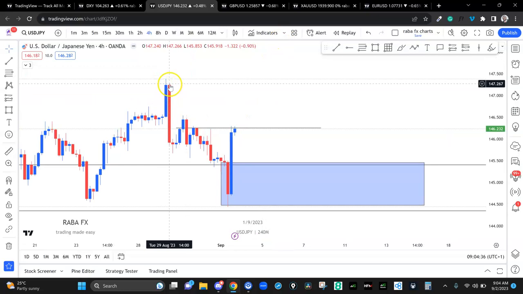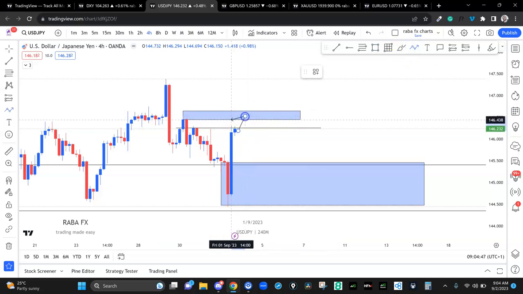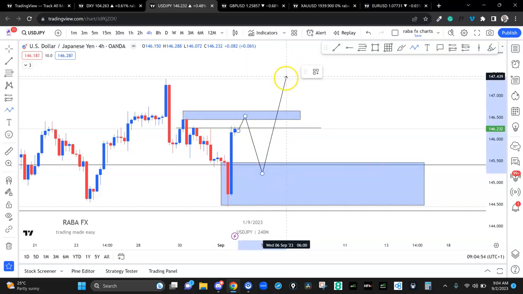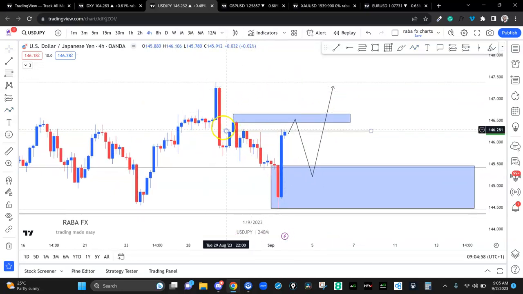This will be your first target obstacle. We have obstacle in here, so yes, this level we might have a pullback from here. Price moving in here, you can look for your entry confirmation in this zone here, and then we target up here. So this is what I'm looking at for the week on USD JPY. I'll be monitoring this pair. Okay, but the overall is bullish, and this is the best area to look for your bullish trade.